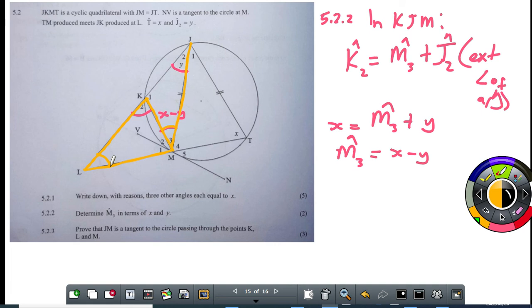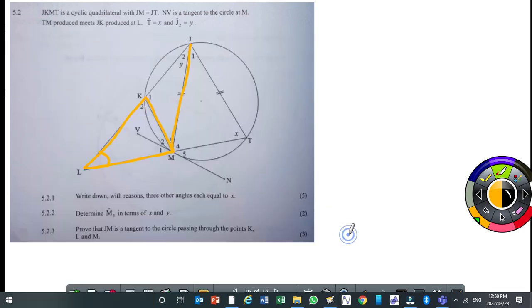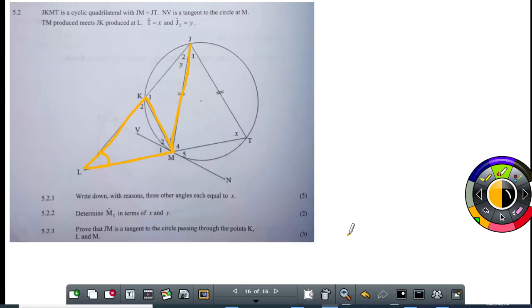So you need to know what the goal is. Okay, so we just want to prove that JM, you write that nicely, is a tangent, by showing M3 is equivalent to angle L. So all we have to do is calculate the value of angle L. We just have to calculate the value of angle L, and the value must be equal to x minus y, because M3 is equal to x minus y.